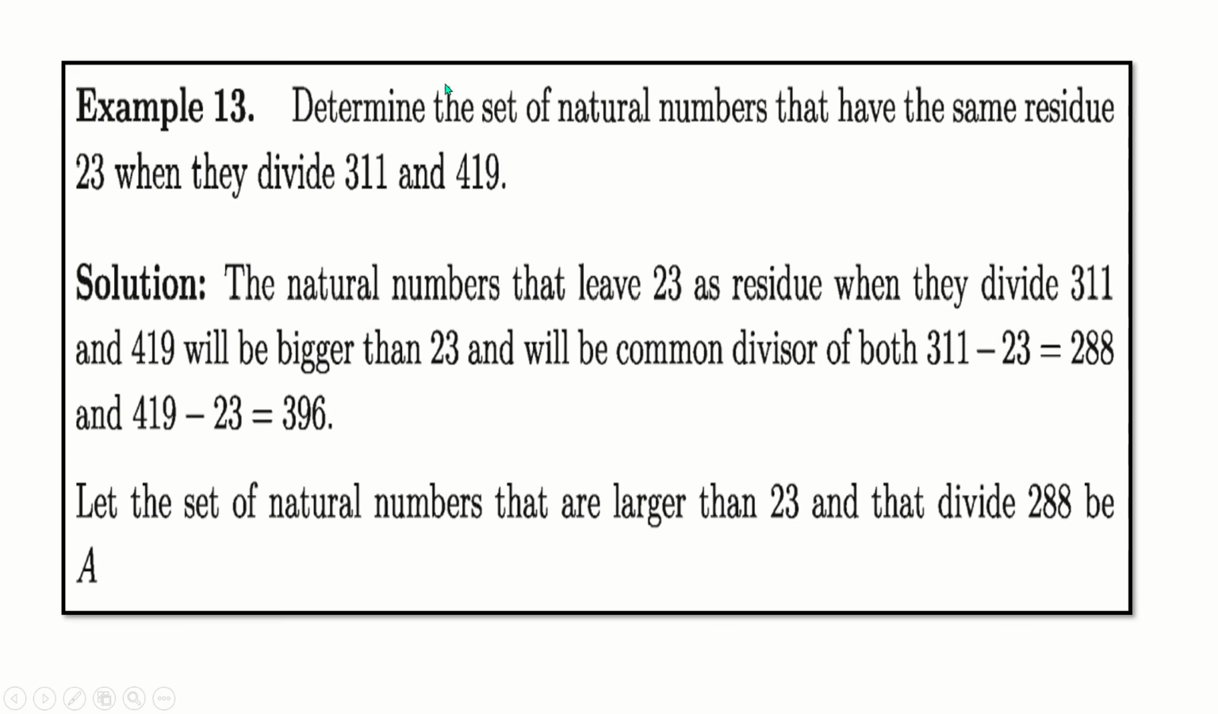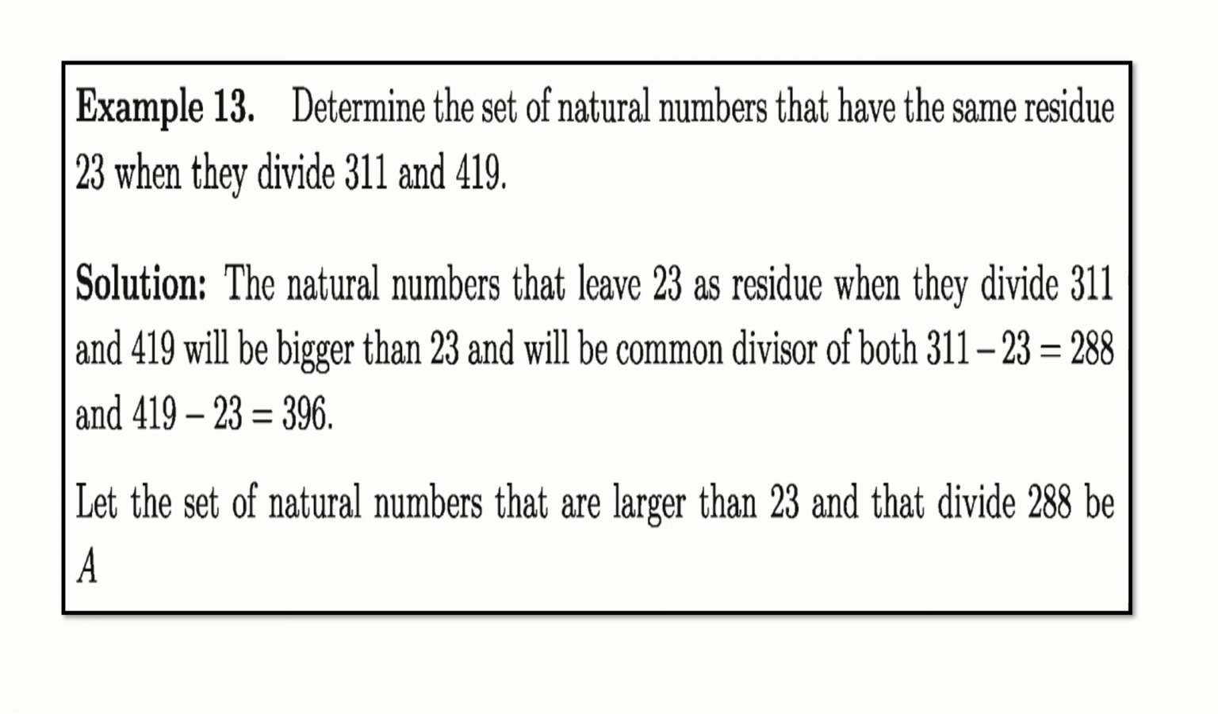Now example 13: determine the set of natural numbers that have the same residue. Residue means remainder, or left part, 23, when they divide 311 and 419. That means the number divides this and this, and the remainder will be 23. We have to find this number.